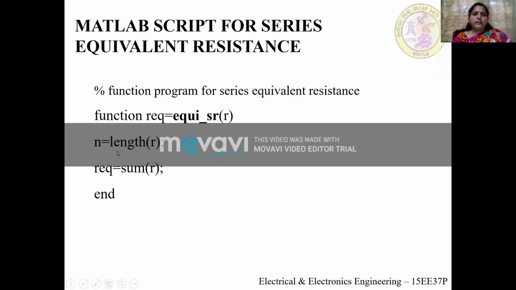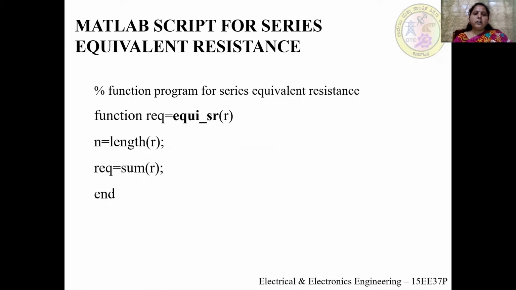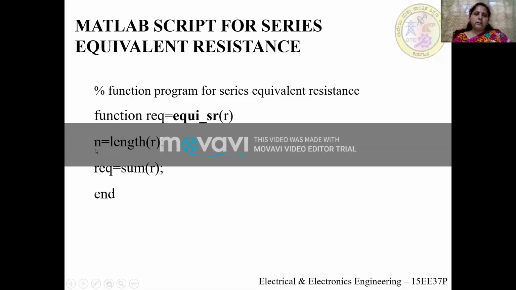In the next line, I have used the length function to know the number of resistors connected in a series circuit. So if there are two resistors, then N will be assigned a value of 2. If there are 3 resistors in a series circuit, then N will have the value of 3. Now we shall see the next statement in our function program.